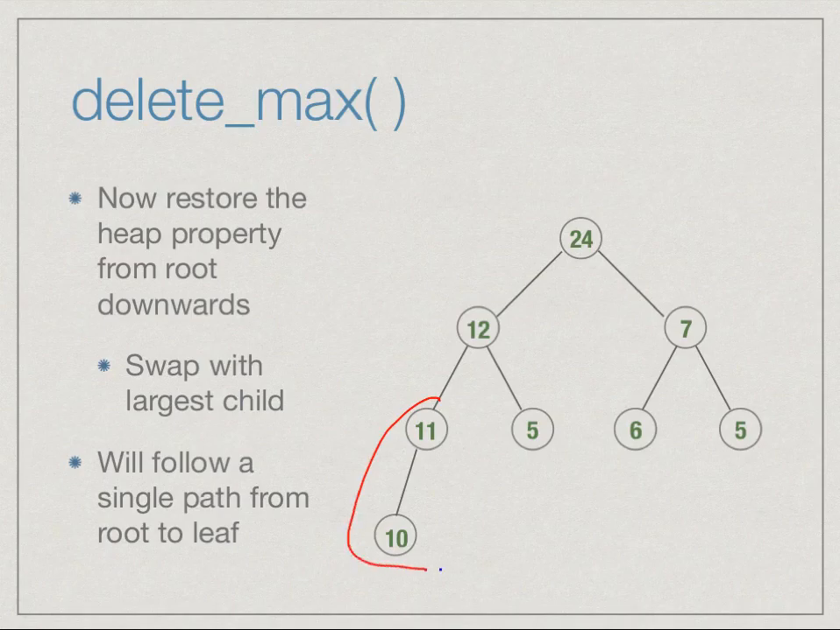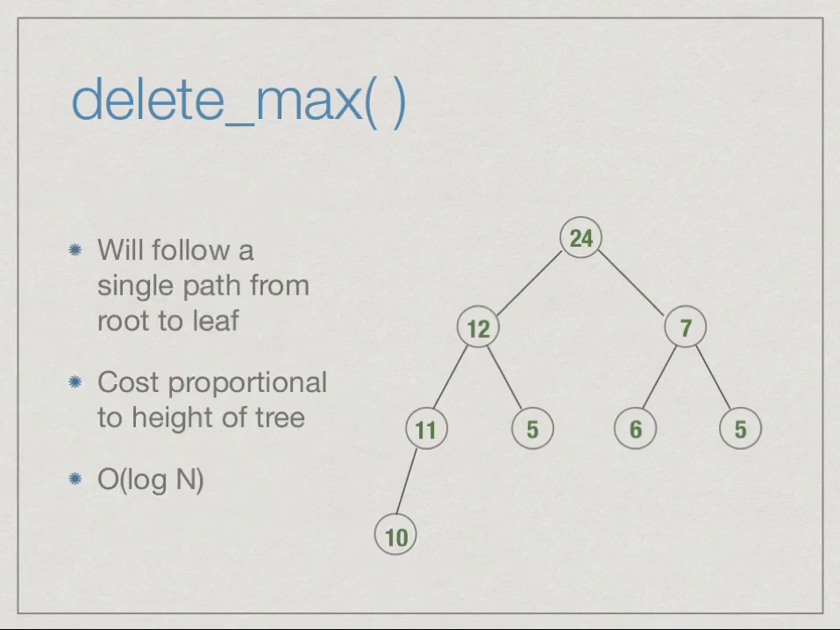And then we see now whether it is correct with respect to its children. At this point, 11 is bigger than 10. So we stop. So just as insert followed a single path from the new node at the leaf up to the root, delete max will follow a single path from the root down to a leaf. So once again, the cost of delete max will be proportional to the height of the tree, which, as we said earlier, is log n.